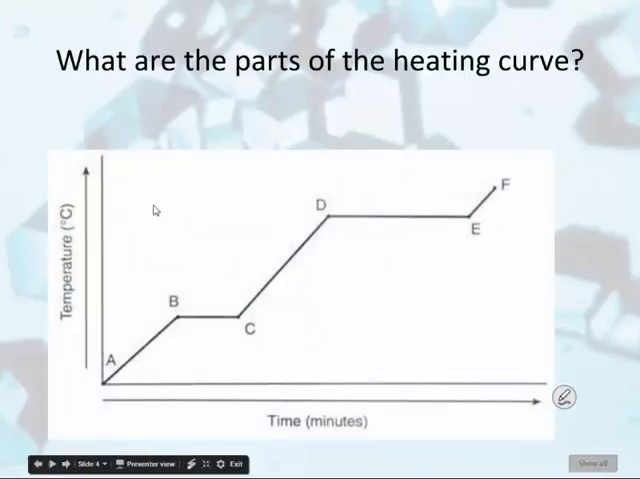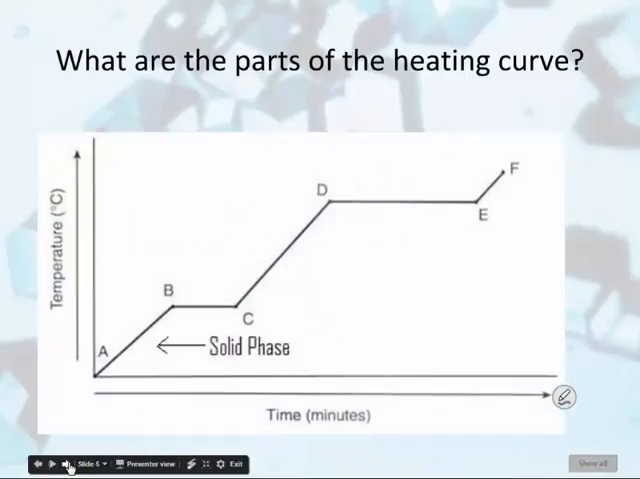So let's label the different parts of our heating curve. This first part is our solid phase. Between A and B, we're heating up a molecule of solid, and so it's gaining kinetic energy as it goes through that phase. It's getting faster and faster as the temperature rises, so the molecules are vibrating a little bit more in place.